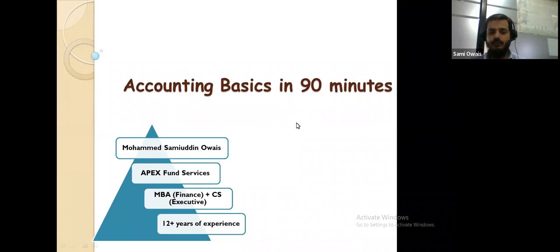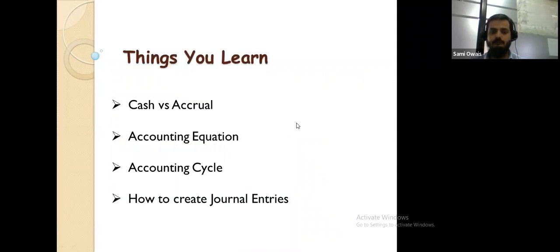So moving on, these are the things we are going to cover today: cash versus accrual system of accounting, accounting equation, accounting cycle, and how to create journal entries. I'll see how much I can cover today. I will do my best. I need your cooperation in terms of putting the right questions and keeping yourself on mute.